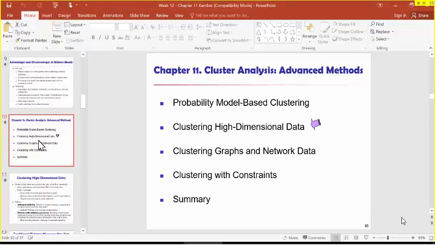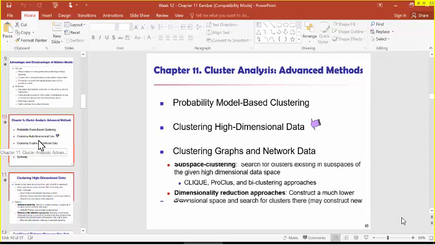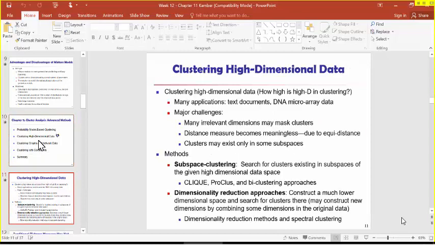The next type of algorithm is known as clustering high dimensional data. High dimensional data means that we have a higher number of attributes. This has many applications, for example, in DNA microarray data and text documents. The major challenges are that there are many irrelevant dimensions, which may not be the distinctive dimensions of the cluster, and distance measures become meaningless due to equidistance properties, and clusters may exist only in some subspaces.